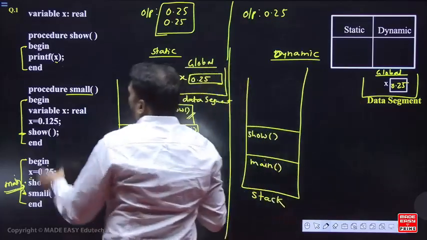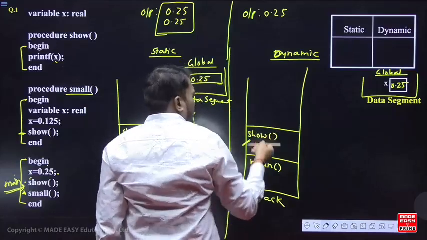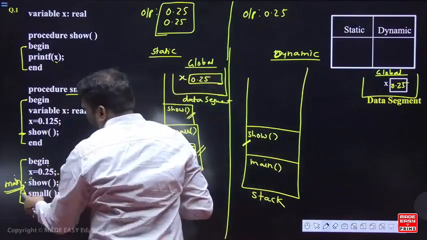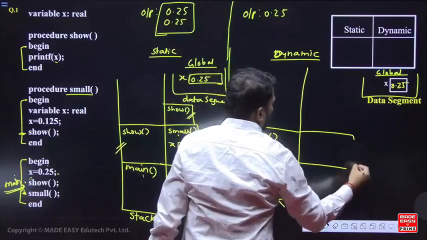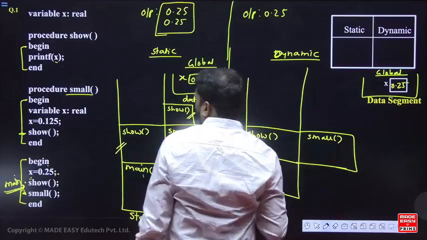And next, the show function is completed, so this is deleted from the stack. Go back to the previous calling function. Who called the show function? Main. You come to the main. In the main, what is next here? Small function. So next the small function will be pushed into the stack.